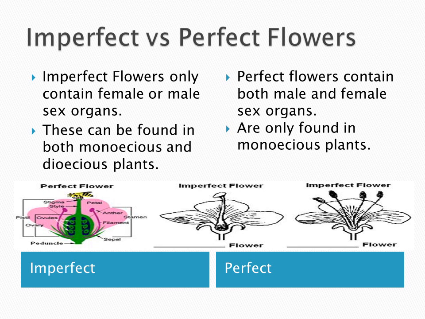Now we're going to talk about imperfect versus perfect flowers. Imperfect flowers only contain female or male sex organs. These can be found in both monoecious and dioecious plants. However, we have perfect flowers that contain both male and female sex organs, and these can only be found in monoecious plants. All right.